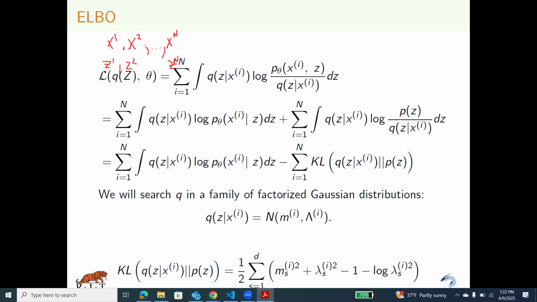Okay, some more transformations. So this is our evidence lower bound. And as you remember, the joint probability is equal to the conditional probability times the probability of the condition. So P of Z and X is equal to P of X given Z times P of Z. So I split the first term. So the first term is equal to P of X given Z times P of Z.